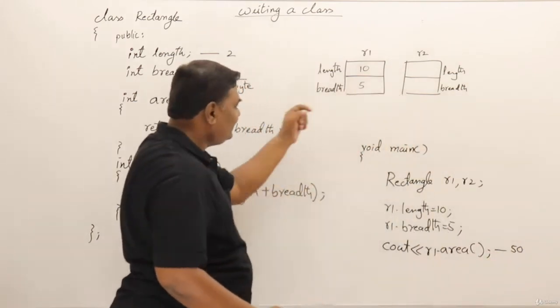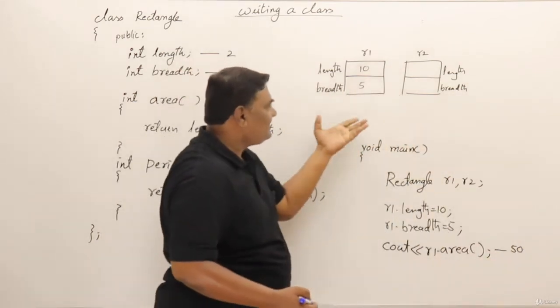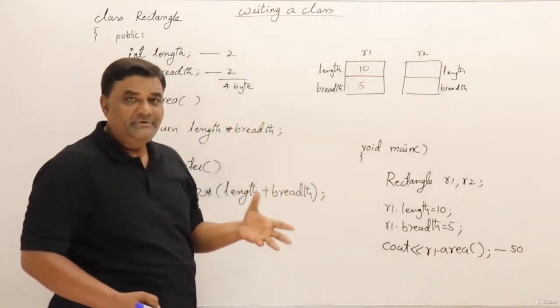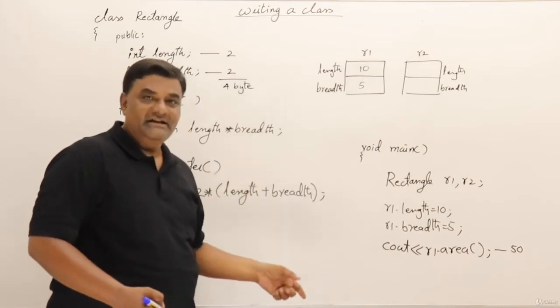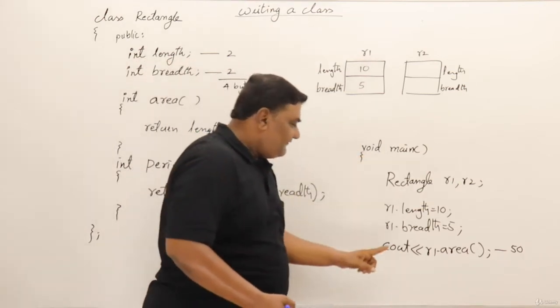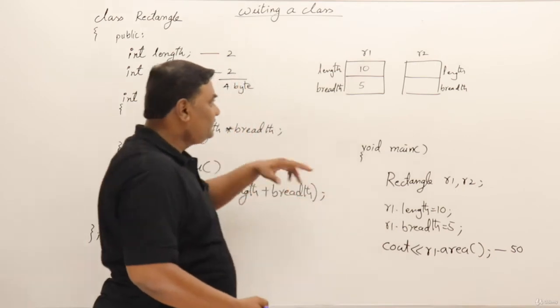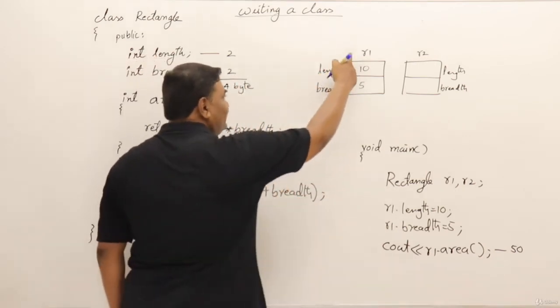So this area will be calculated. Where is area here in the diagram? We are not showing it. Yes, we don't show because functions will not occupy any memory, but functions will be there along with every object. When you call R1 dot area, whose area will be called? This R1's area is called.